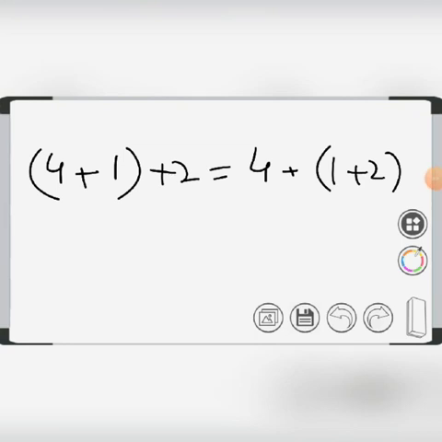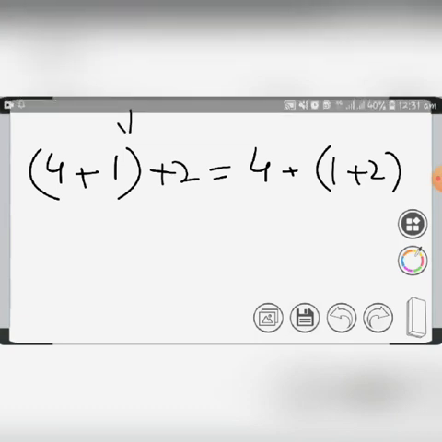Second property of addition is associative property of addition. The sum of numbers remains the same even though different numbers are grouped. Here this example has been given. You can check this property from another example also. Let's check. We will check this property for this simple 3 one-digit numbers but grouped differently.